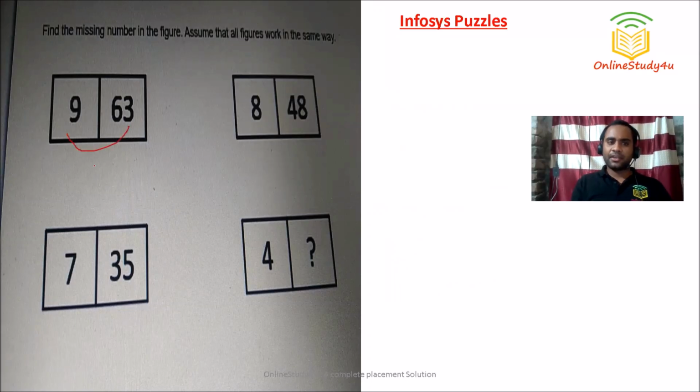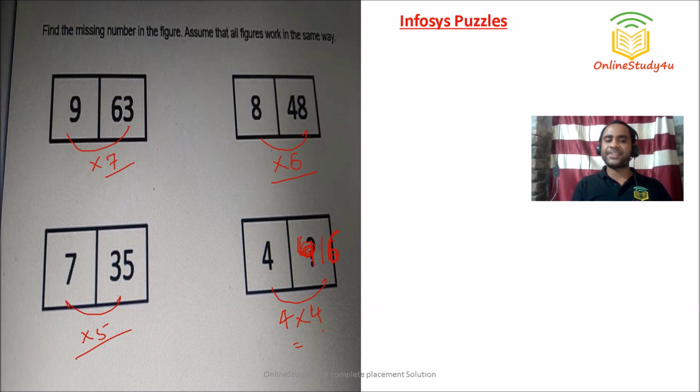Nothing much is there. 9 into 7 will be what? 63. 8 into 6 will be what? 48. 7 into 5 will be what? 35. And definitely, see, into 7, into 6, into 5. Now it will be into 4. So 4 into 4 will be what? Definitely it will be 16 here, right?